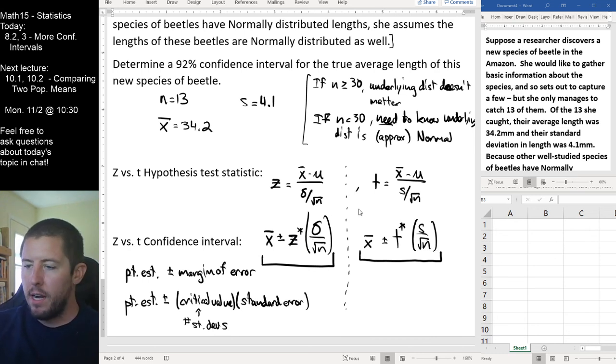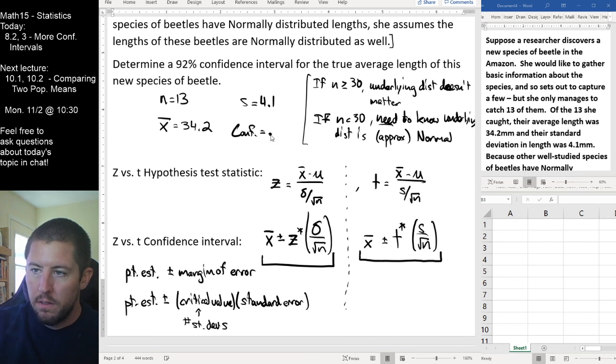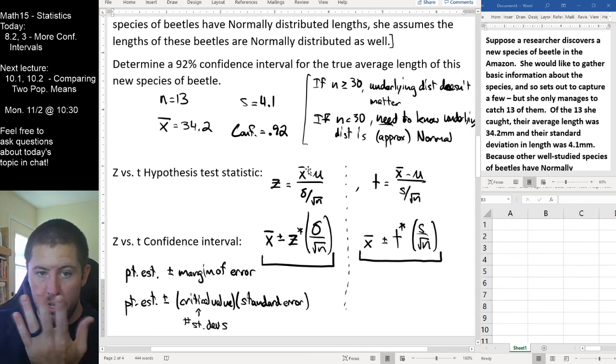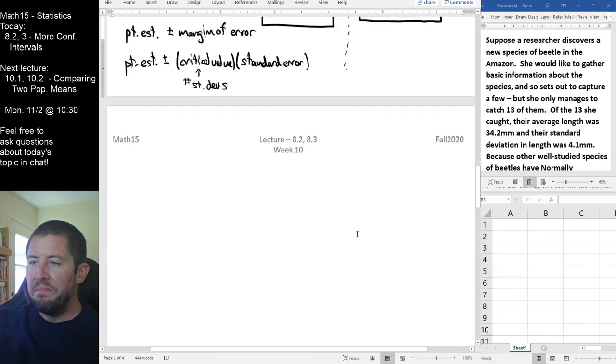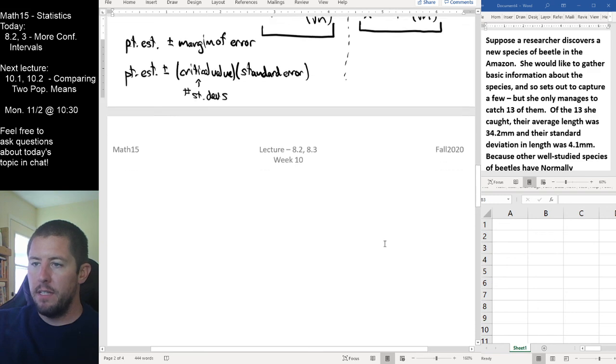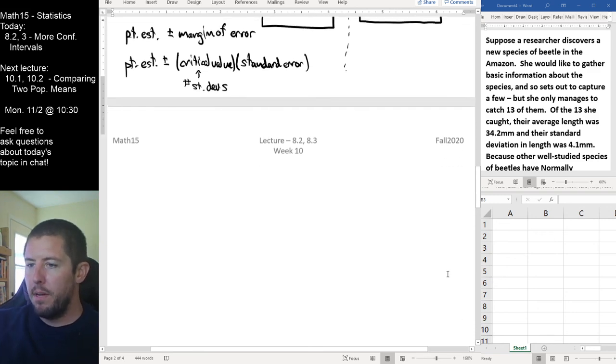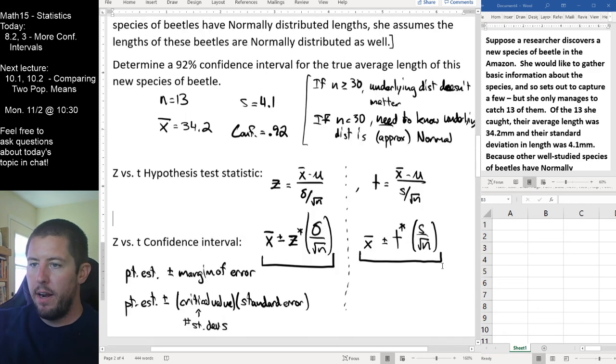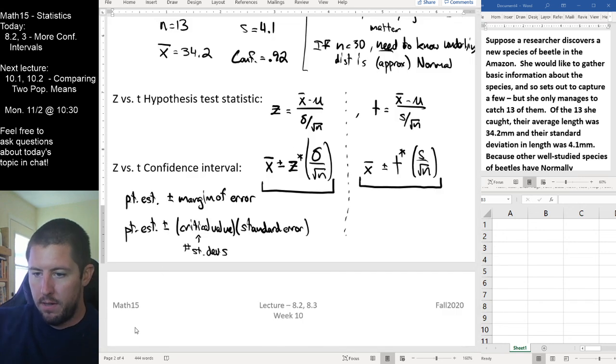So let's go ahead and build our confidence interval. This is exactly the structure of the confidence interval that we are interested in. And I should say right here, our confidence is 0.92 or 92%. So that's all the information that we need here. To build our confidence interval, I'm going to rewrite our information here. So what do we got? We got an n equals 13.